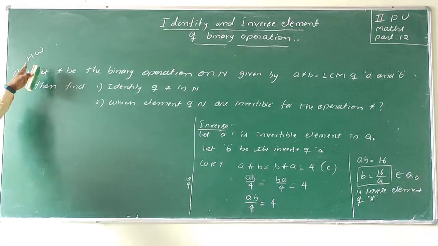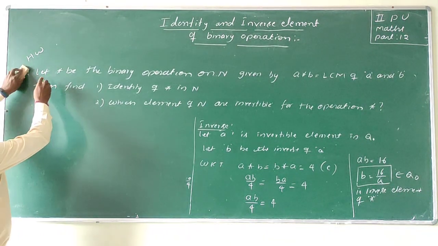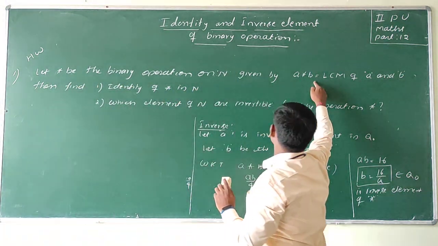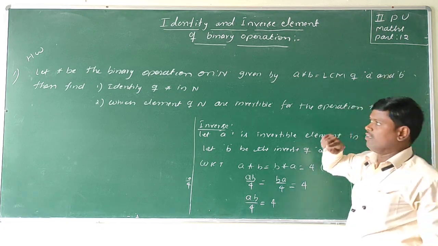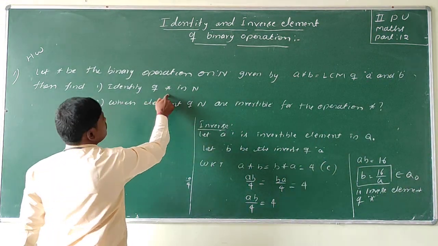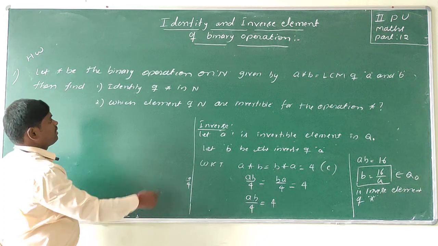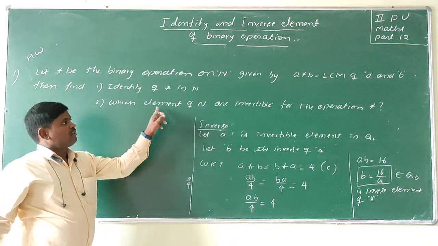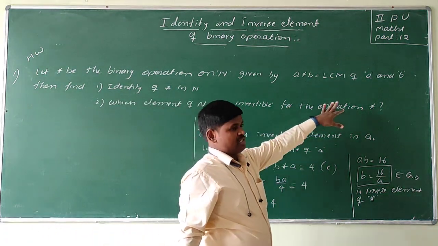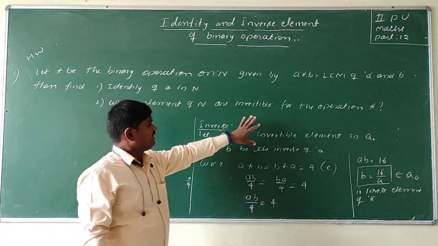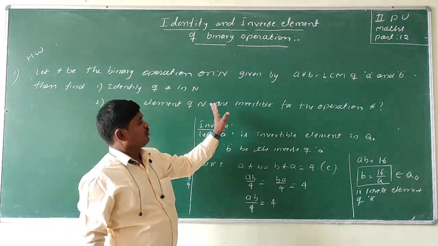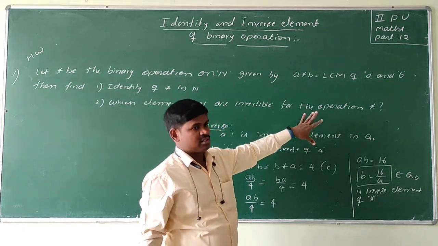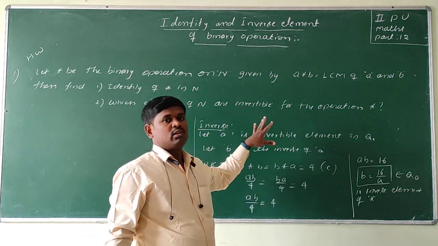So take this problem as homework. Let star be the binary operation on natural numbers given by A star B is equal to LCM of A and B. Then find the identity of star in natural numbers, and which elements of N are invertible for the operation star. That means find the inverse element. So don't neglect it, do it at your home. Thank you.